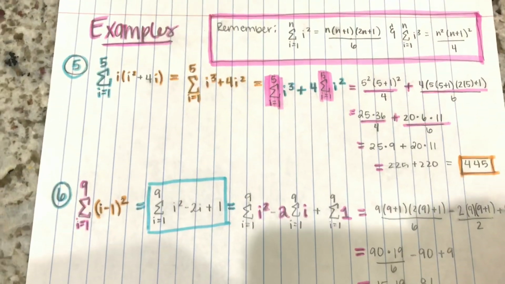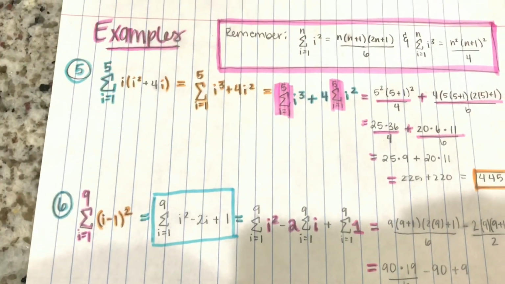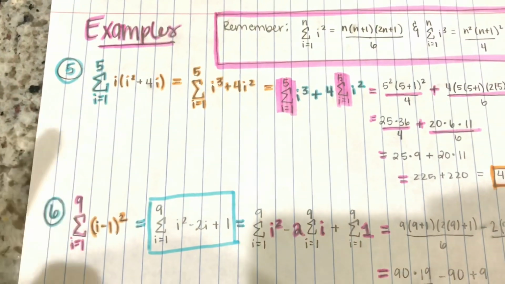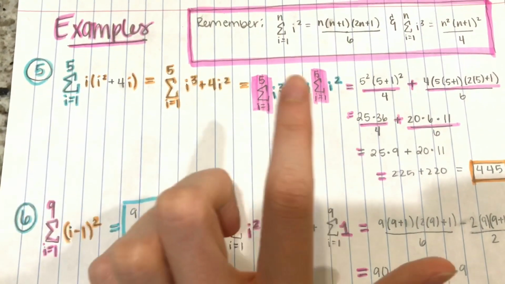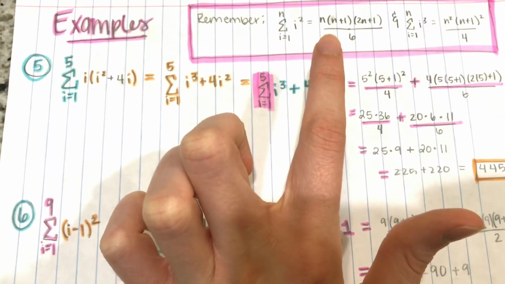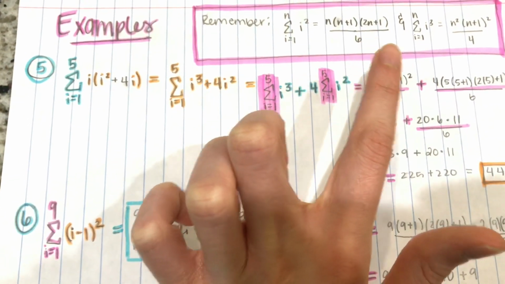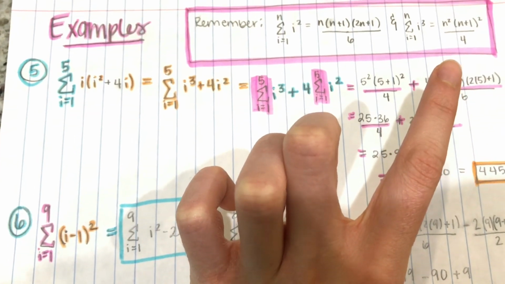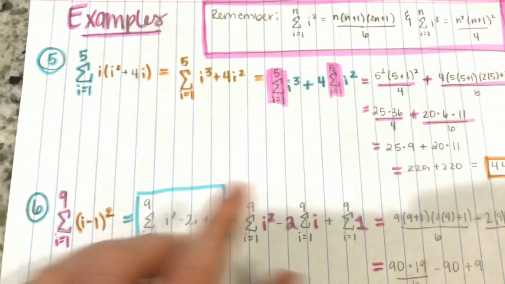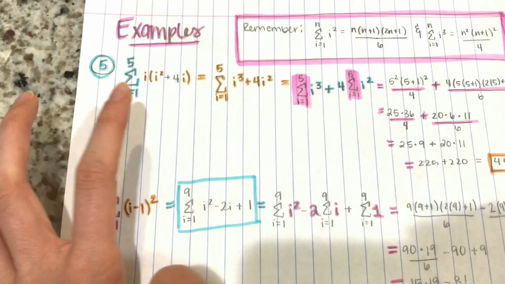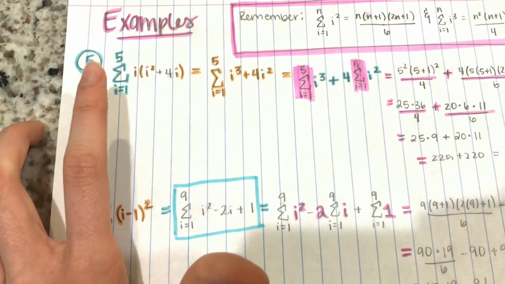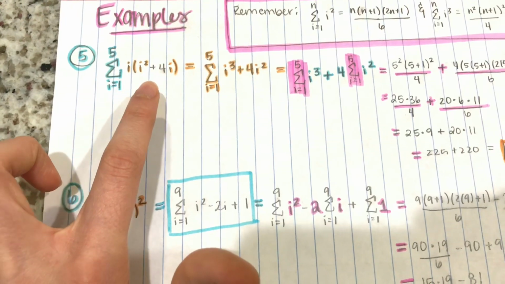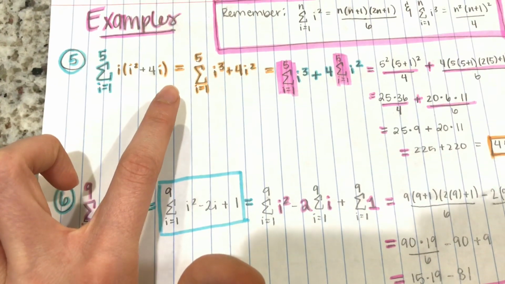All right, last 2 problems are going to deal with i squared and i cubed. We just have a reminder up here that to find the total sum when you're dealing with i squared, you can use the formula n times n plus 1 times 2n plus 1 divided by 6. And for i cubed, you can use n squared times n plus 1 squared divided by 4. So first problem, starting at i equals 1, we have a stopping point of 5, and we are dealing with i times i squared plus 4i.